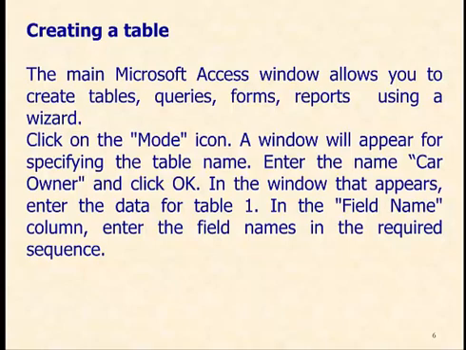Next topic is creating a table. The main Microsoft Access window allows you to create tables, queries, forms, reports using a wizard. Click on the Mod icon. A window will appear for specifying the table name. Enter the name car owner and click OK. In the window that appears, enter the data for table 1. In the field name column, enter the field names in the required sequence.